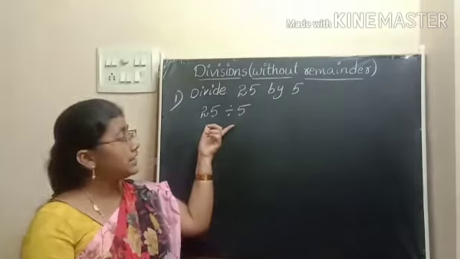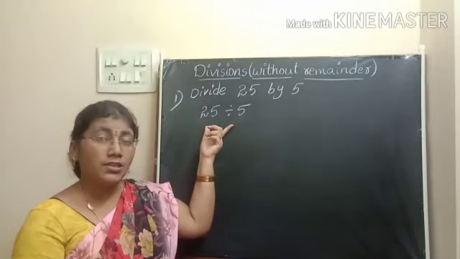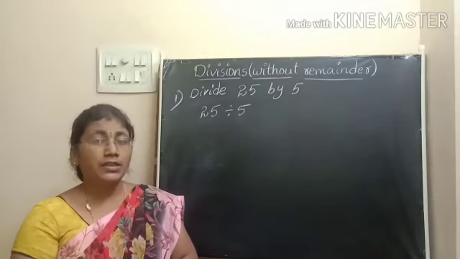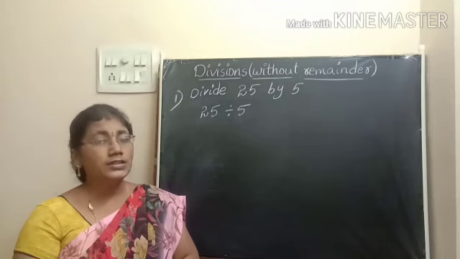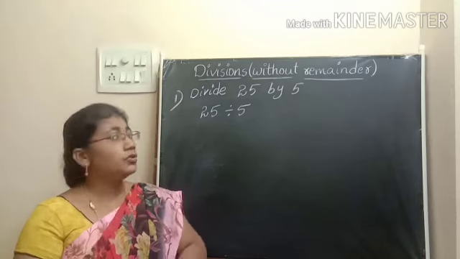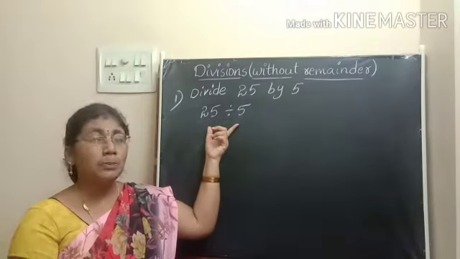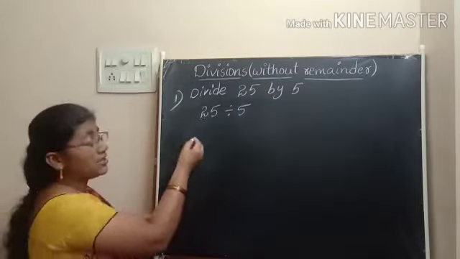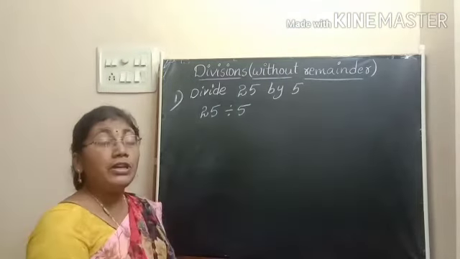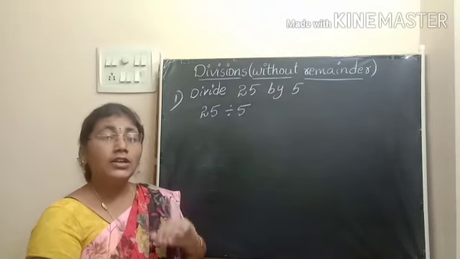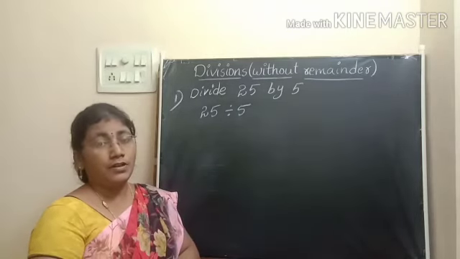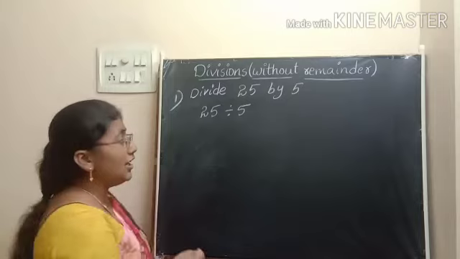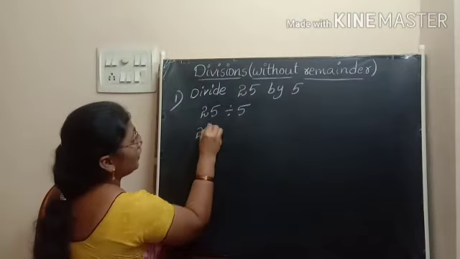Actually, this is division. But we know that division is nothing but repeated subtraction. Let us see how to get this operation by using repeated subtraction. To get this operation using repeated subtraction, we have to subtract 5 each and every time until we get 0 as result.